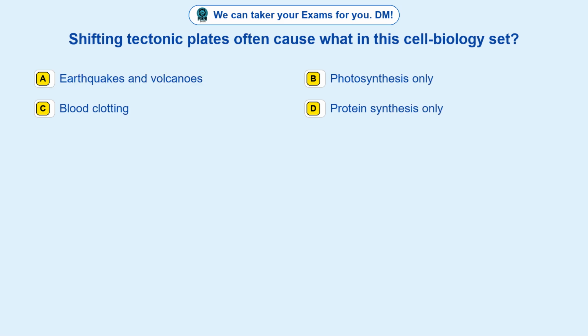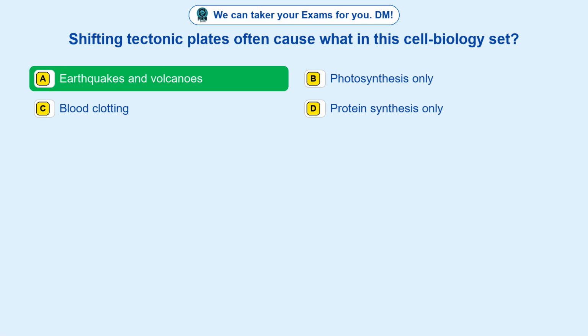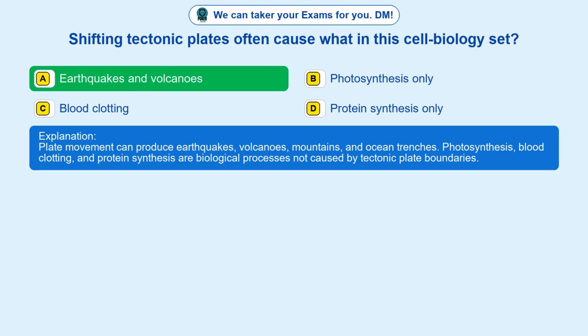Question 83. Shifting tectonic plates often cause what in this cell biology set? Option A, earthquakes and volcanoes. Option B, photosynthesis only. Option C, blood clotting. Option D, protein synthesis only. The correct answer is option A. Earthquakes and volcanoes. Plate movement can produce earthquakes, volcanoes, mountains, and ocean trenches. Photosynthesis, blood clotting, and protein synthesis are biological processes not caused by tectonic plate boundaries.